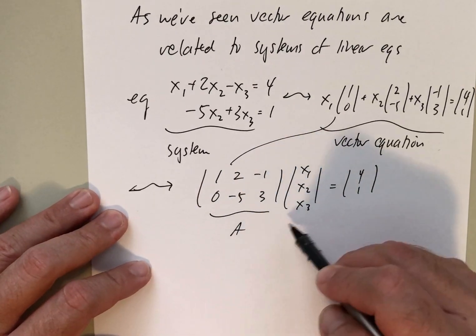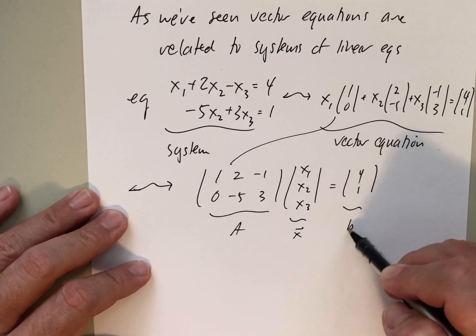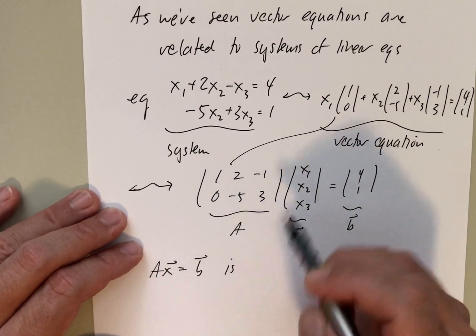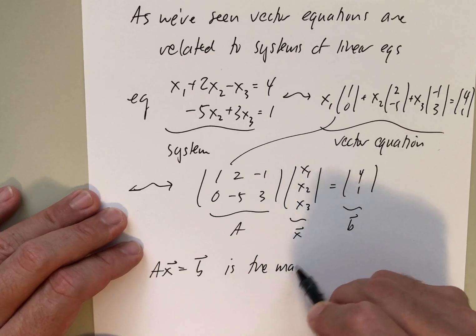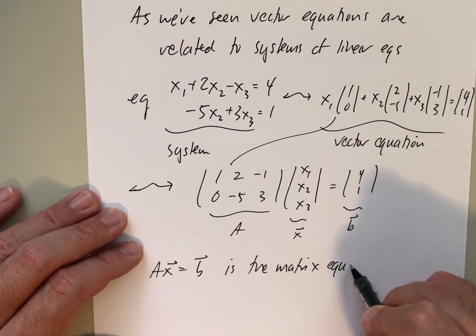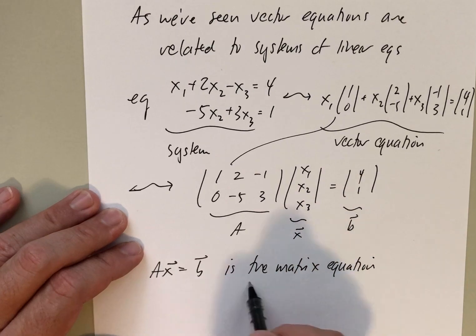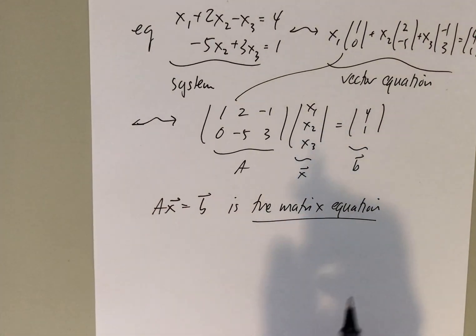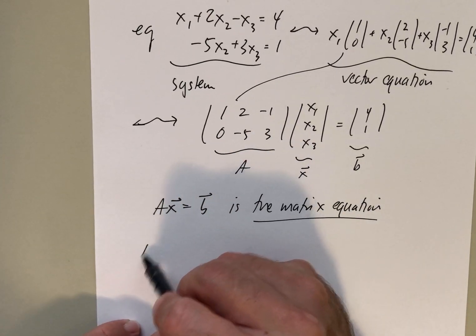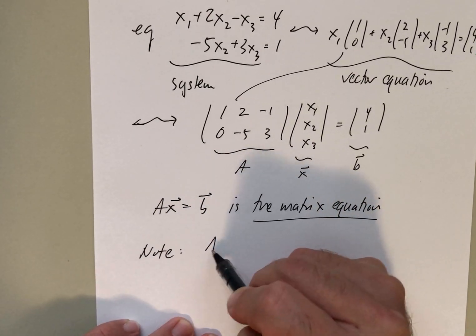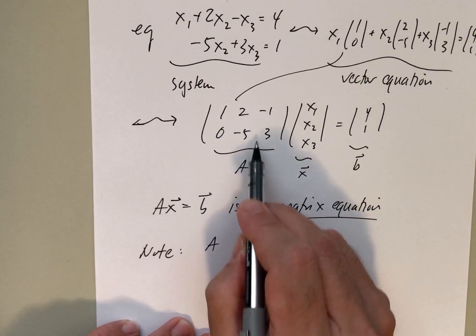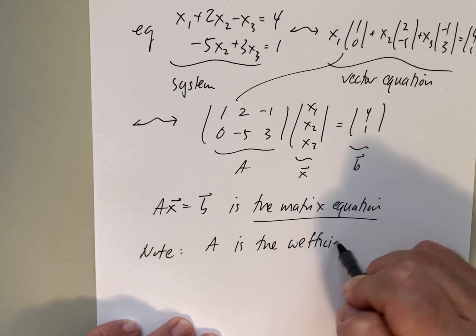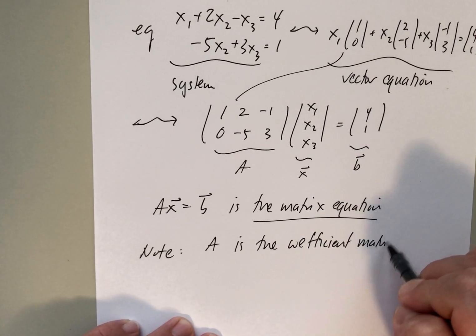Okay, so if I call this A and I call this vector x, I call this vector b, Ax equals b is called the matrix equation. So that's our main definition for today. And let me just point out some things to note here. First of all, what is this A that I have here? This is related to the system. A is just the coefficient matrix of the system.